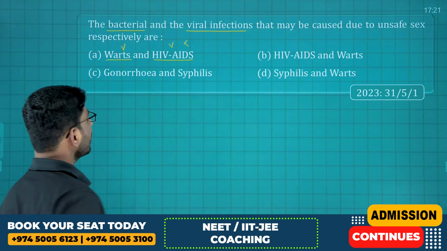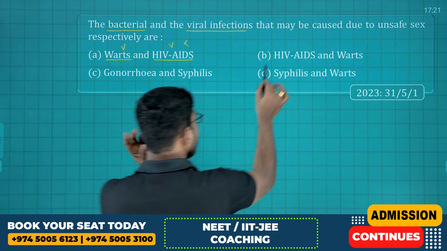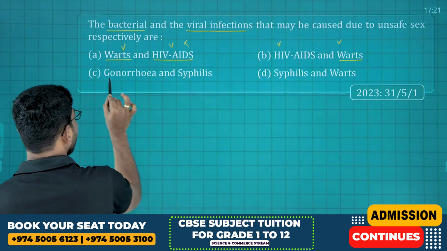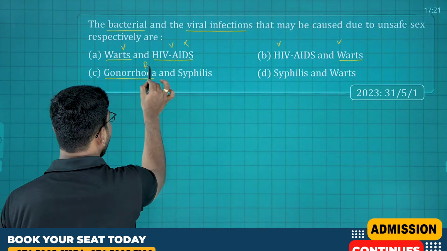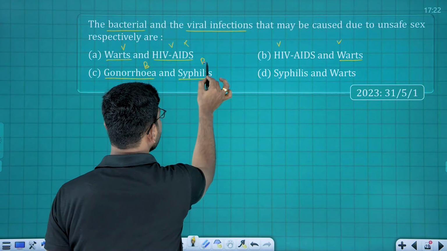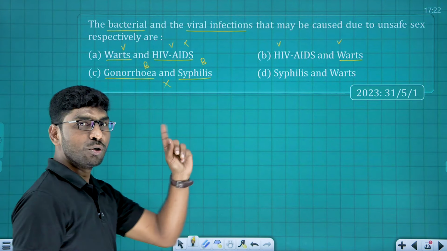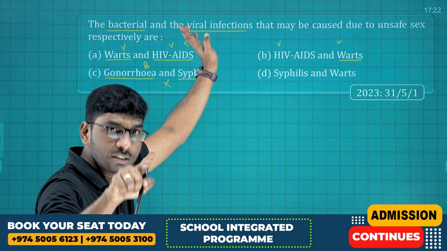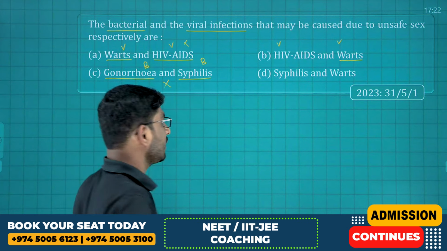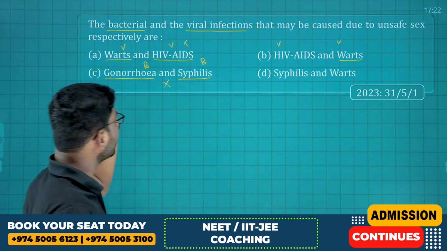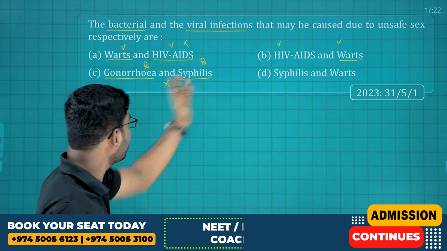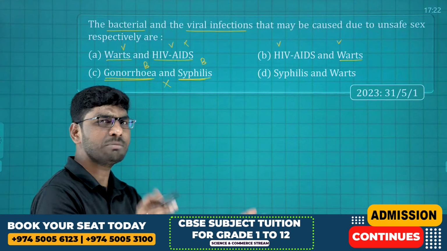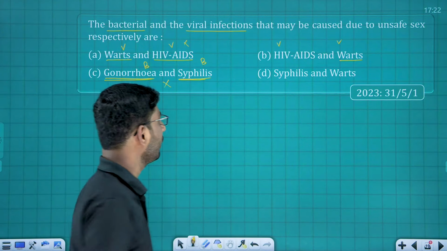So option 1 is not correct. Number 2, HIV is a virus and warts also virus, so it is not correct. Gonorrhea, bacteria. Syphilis also bacteria. It is not correct because they are asking first one bacteria, second one viral. Syphilis and gonorrhea are bacterial diseases. Treponema pallidum is syphilis, and Neisseria gonorrhoeae is gonorrhea, both bacterial, but the names are not given in NCERT, don't worry.